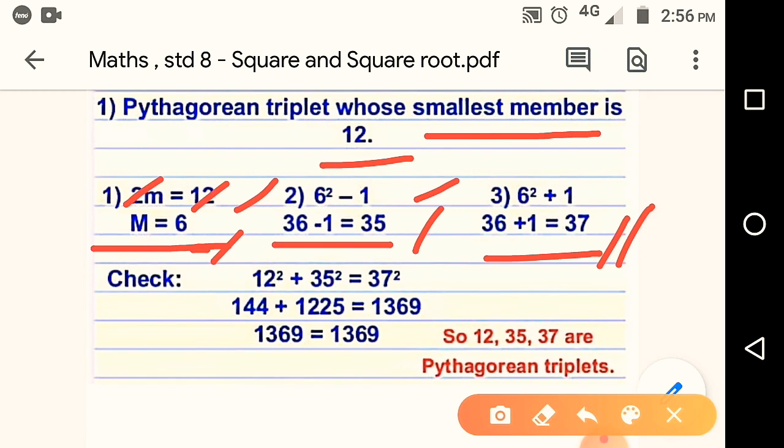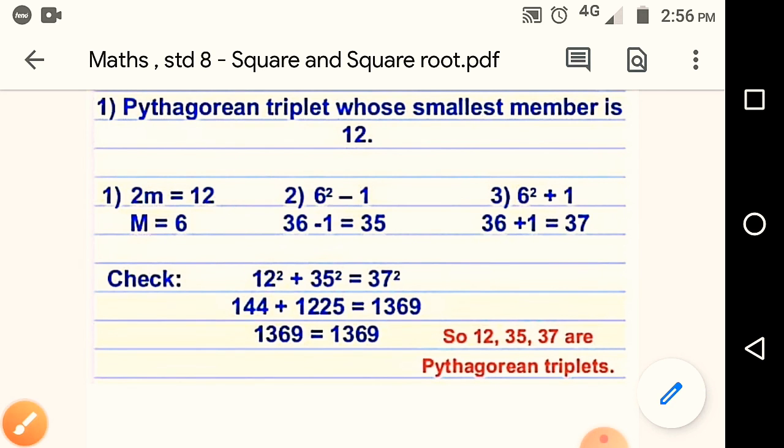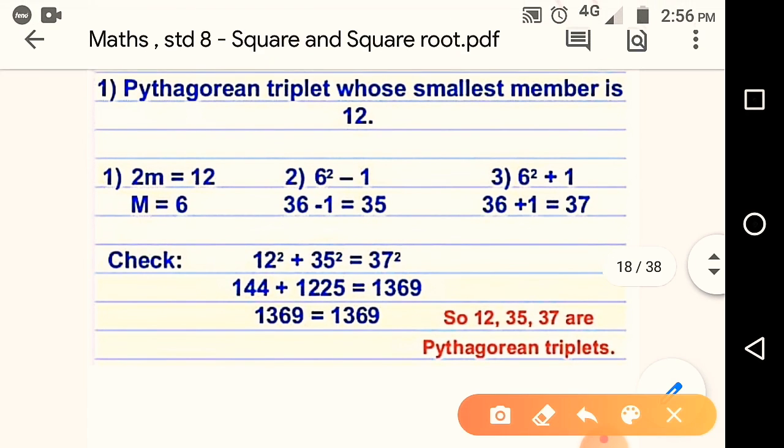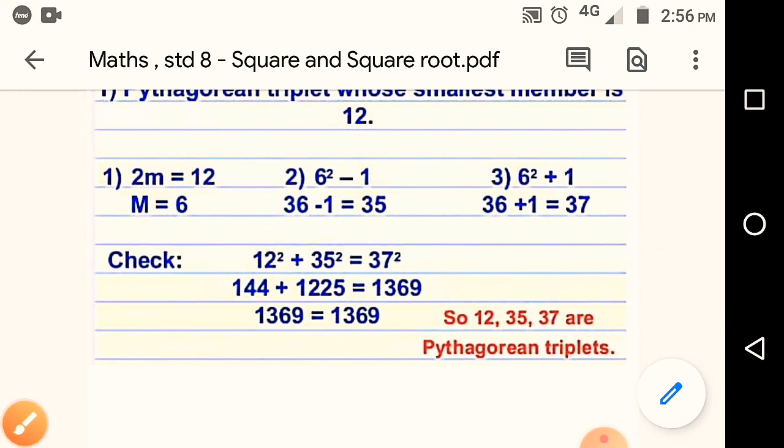12 square plus 35 स्क्वायर करेंगे दैट इज इक्वल टू 37 स्क्वायर. ओके, इस दोनों को ऐड करेंगे सो दिस इज इक्वल टू दिस थर्ड साइड. सो 12, 35 and 37 are Pythagorean triplets. So these three are Pythagorean triplets.